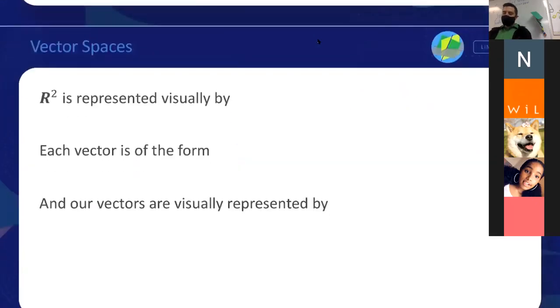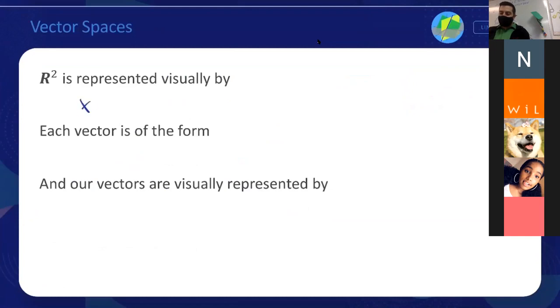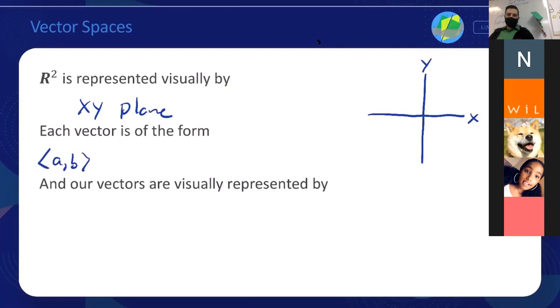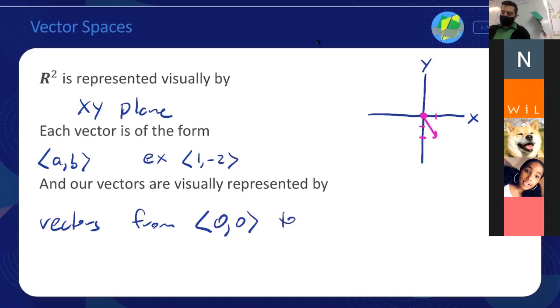Okay, R2 is also one you should be very familiar with. This is the XY plane. So R2, if we have the XY plane, each vector is of the form A, B, or Ai plus Bj, or however you want to think of that. So for example, we could have 1, -2. And so your vectors would again be going from the origin. We would draw them as vectors from 0, 0 to wherever you're saying A, B.